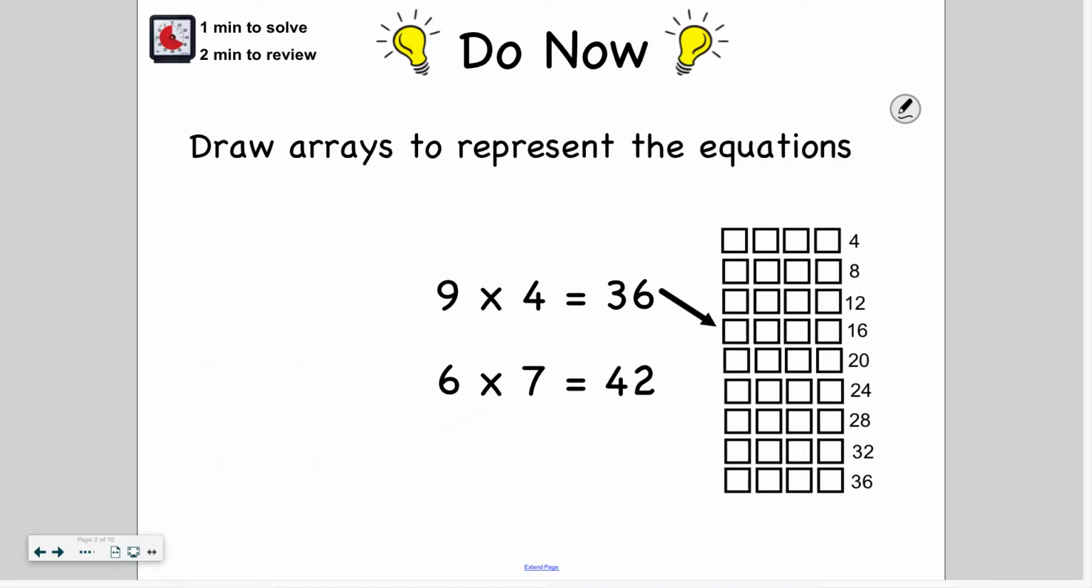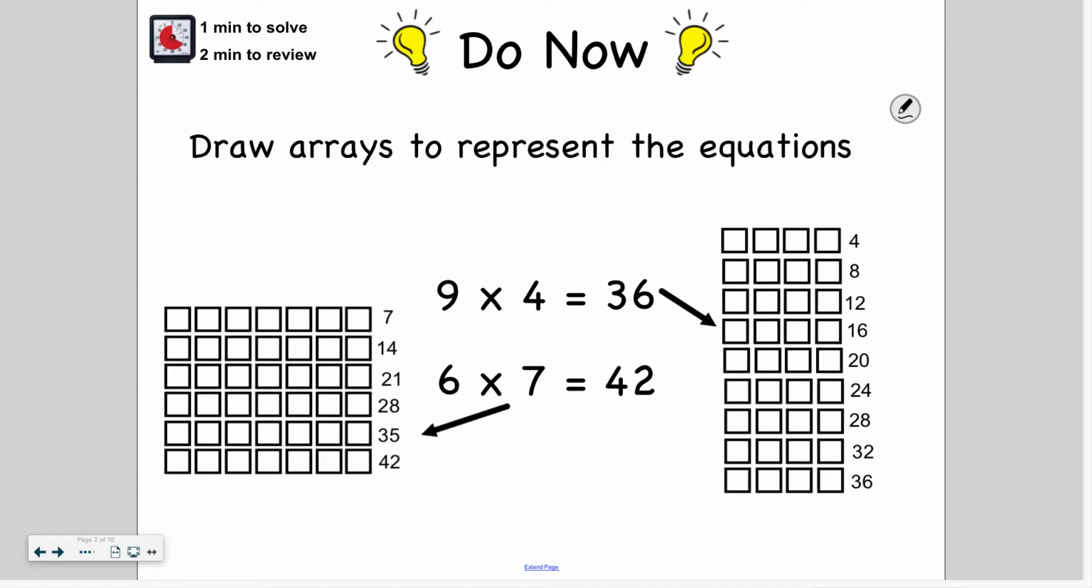So let's look at 6 times 7. What would that look like in an array? I have 6 rows of 7. Notice that the first factor is always the number of groups or rows, and the second factor is always how much is in the group, or the size of the group. So if I skip count by 7 6 times, I get 42 as my answer.